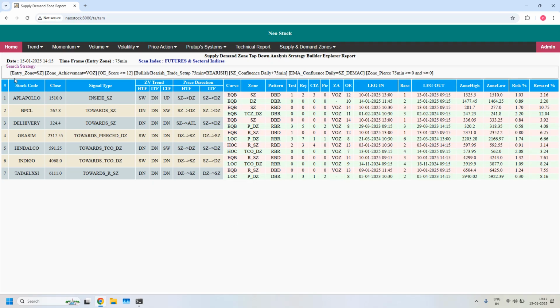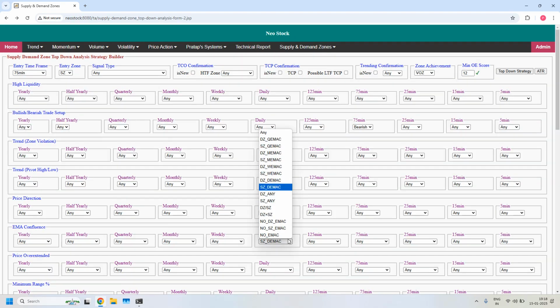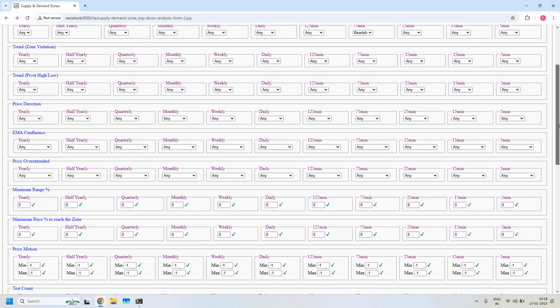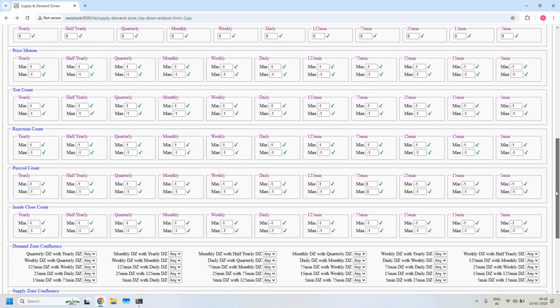Always you can look into the search strategy, how we filtered the stocks. Okay, next let us filter based on LTF, ITF and HTF supply zone confluence. I am removing this ITF EMA confluence. We have to set LTF, ITF and HTF. 3 filters we have to set.